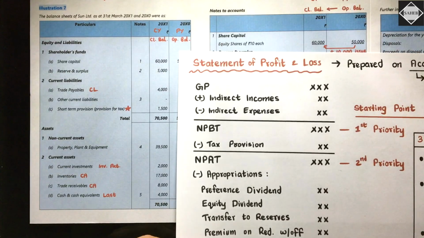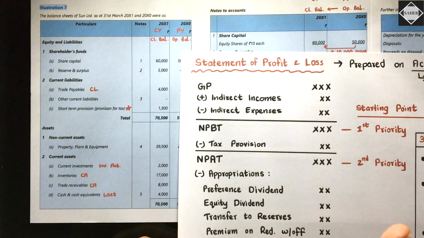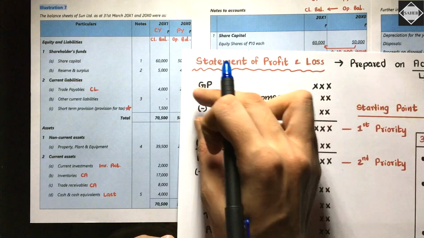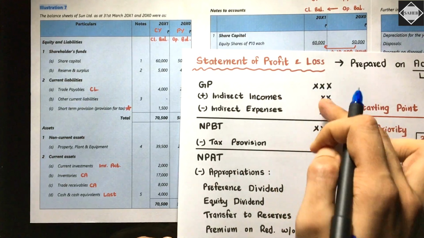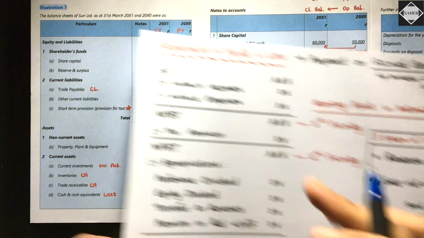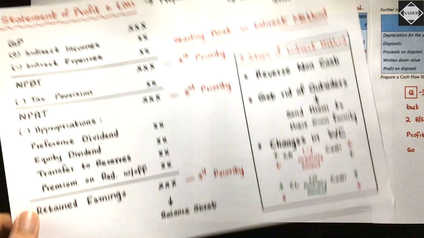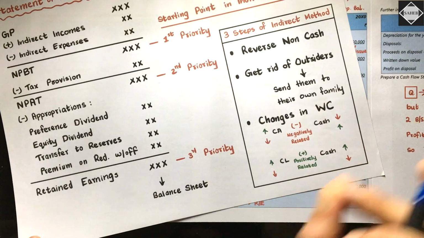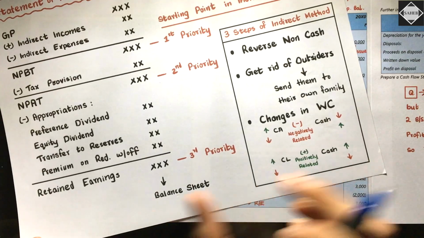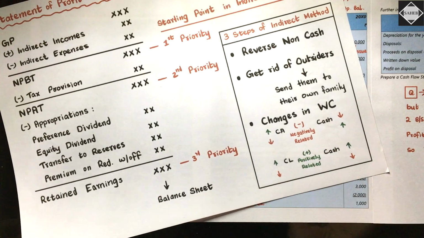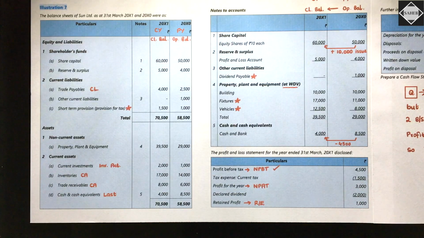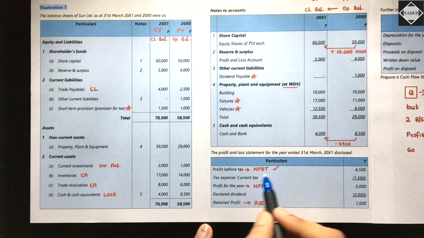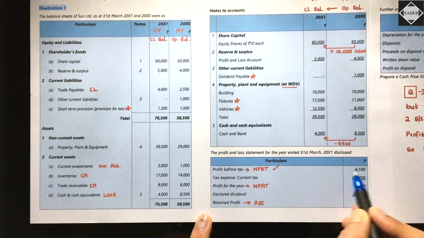This thing has been given to you. Now you just have to look over here, right? Whatever is non-cash, non-operating sitting over here, just reverse. Reverse non-cash, get rid of outsiders and do changes in working capital, subtract tax paid, and then consider the extraordinary items. Your cash flow statement is over. That's what you have to do. I'm talking about the indirect method, operating activities, right? So it's given over here. Directly you can start from 4,500.